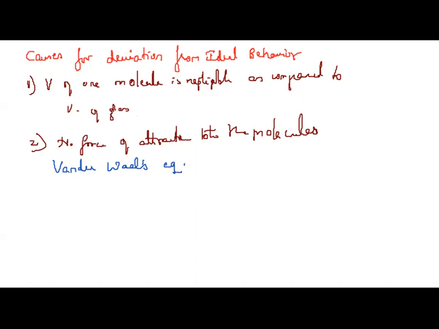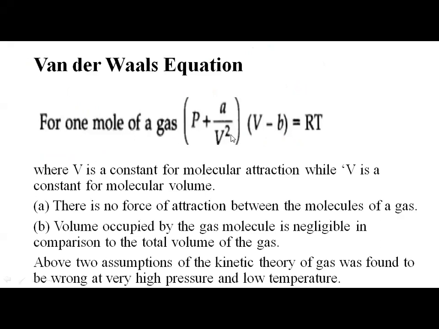So let us first see what it is all about. The van der Waals equation. There is no force of attraction between the molecules of gas was one of the postulates of the kinetic theory of gases. The volume occupied by the gas molecules is negligible compared to the total volume of the gas was another. These two assumptions of the kinetic theory of gases were found to be wrong at very high pressures and at very low temperatures. Getting my point? So this was considered by van der Waals.